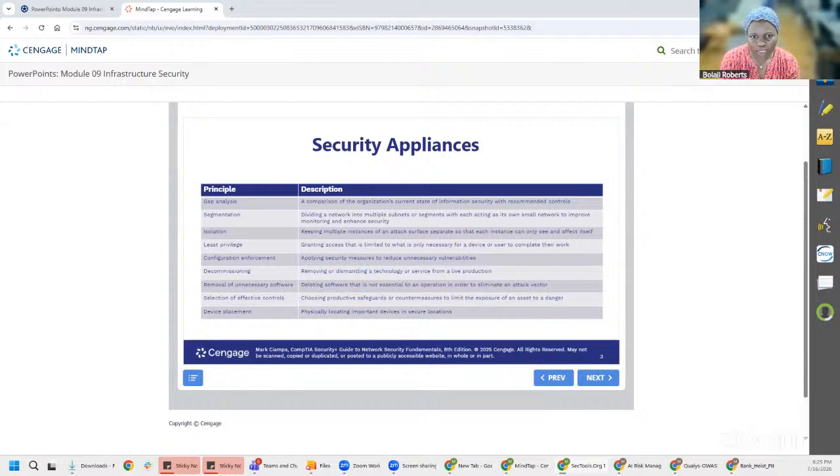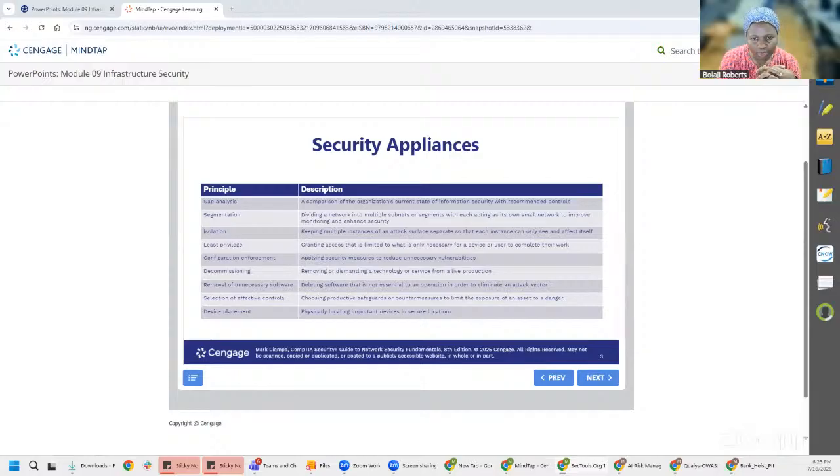Configuration enforcement means applying measures to reduce unnecessary vulnerabilities. You will see that, for example, with block listing or allow listing solutions, like application or URL filtering solutions. Decommissioning is also a principle: removing or dismantling a technology that is no longer required or that should be out of service. Then you have selection of effective controls, choosing proper safeguards and countermeasures for your production network.